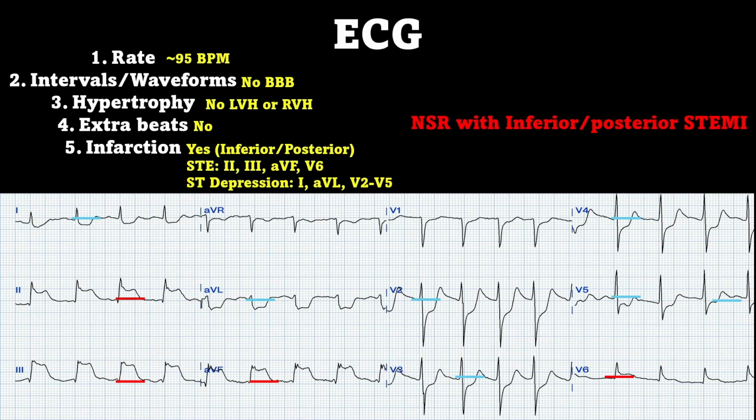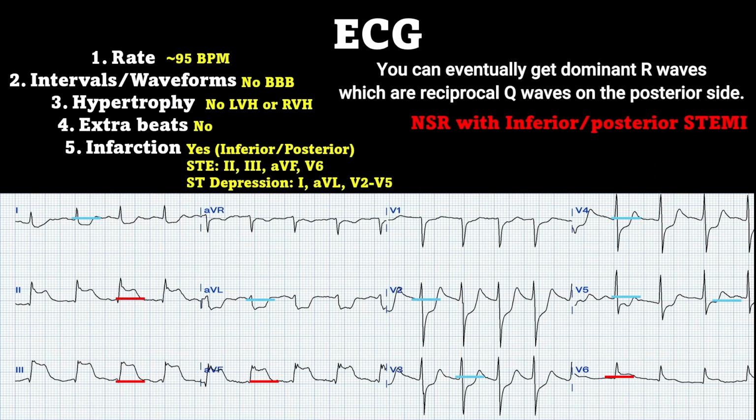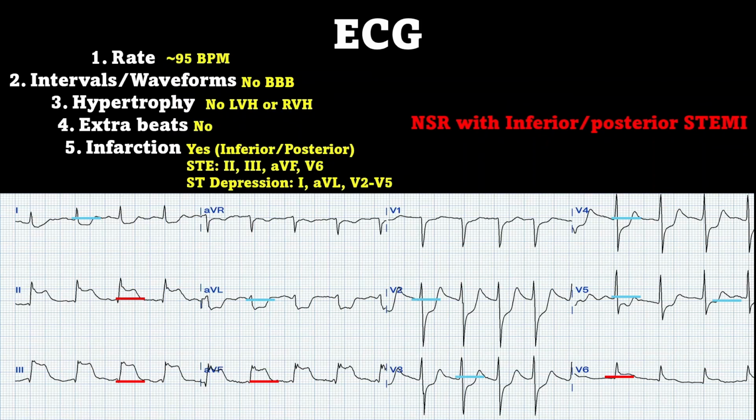How can I tell that it's a posterior wall MI? Is because I have massive ST depression in V2 through V5. Anytime you start seeing horizontal or downsloping ST depression, you always think of infarction or ischemia. And it's always proven as that until proven otherwise.